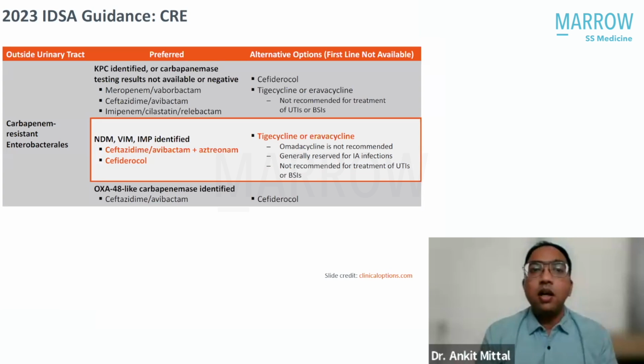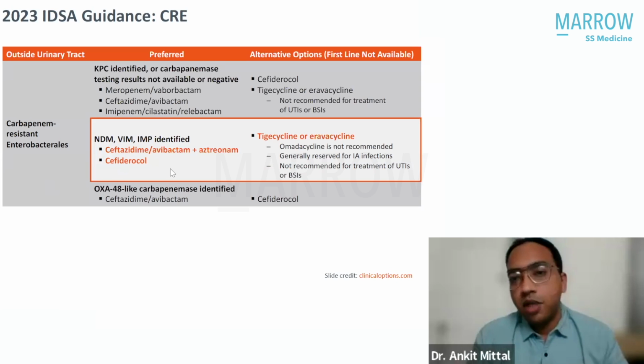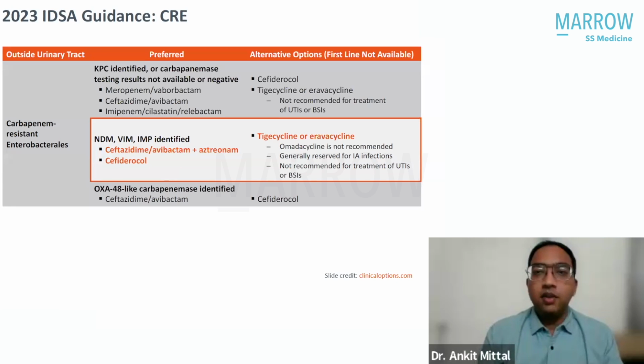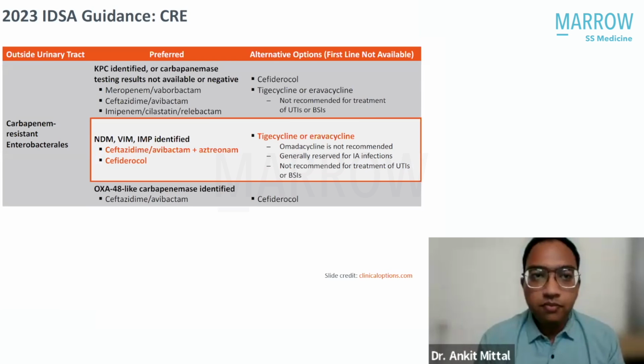In our setting, we mostly see metallo-beta-lactamase. So most of the time, 9 out of 10 times, what we end up using is ceftazidime avibactam aztreonam. Rarely, if we see an OXA48 on BioFire, I'll be showing you an example. Rarely, if we see OXA48 present in a carbapenem resistant isolate, we only give ceftazidime avibactam.